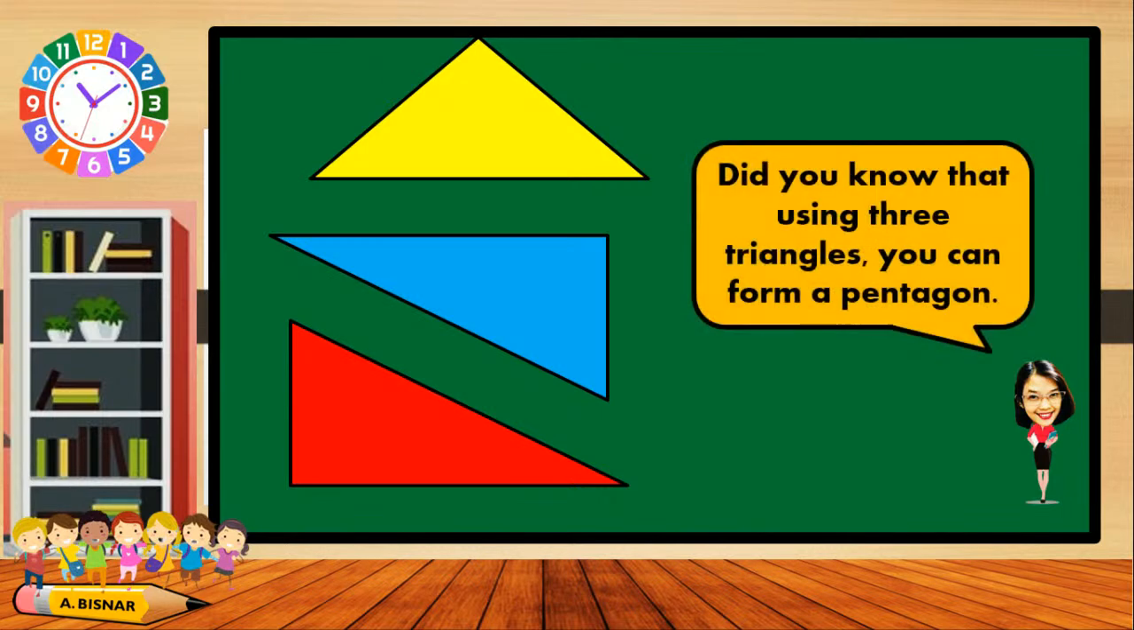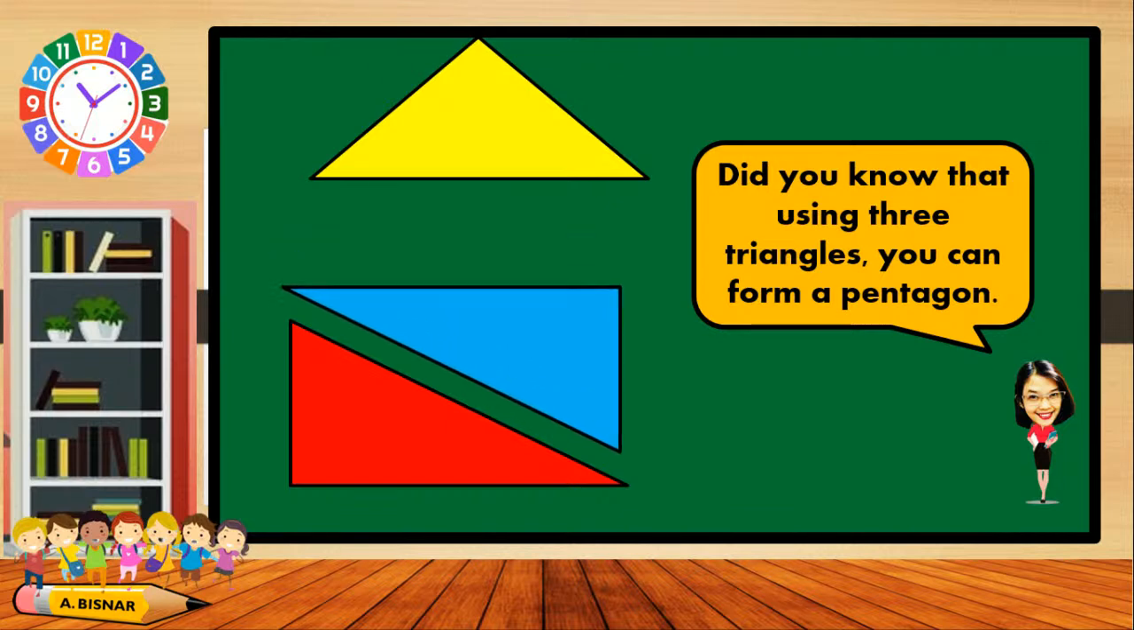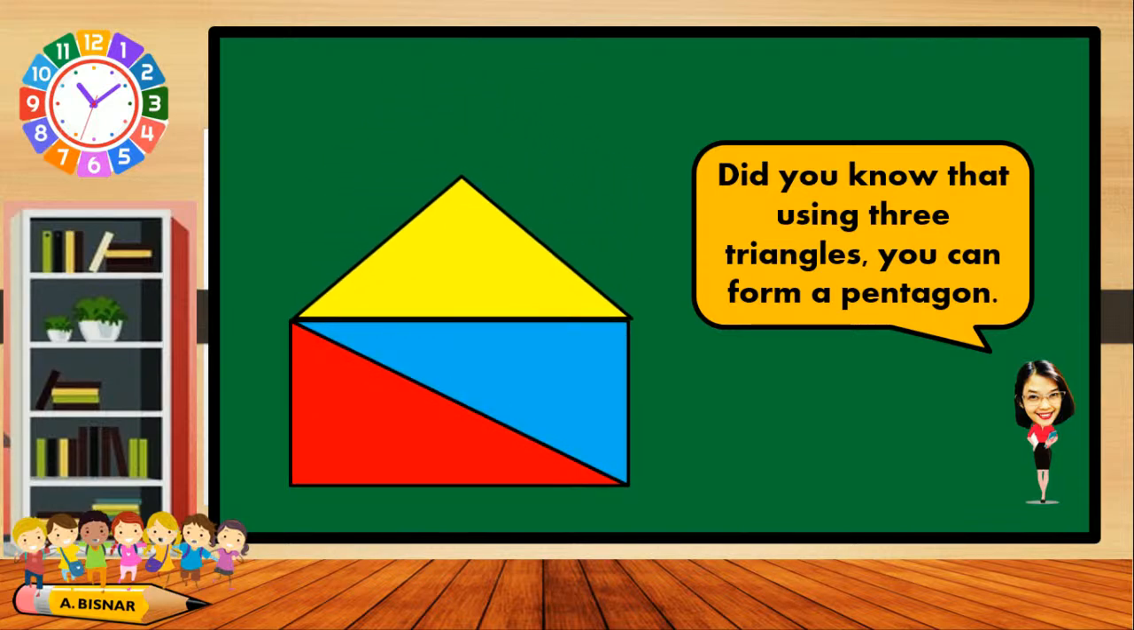However, did you know that using 3 triangles, we can form a pentagon? So, a while ago, with quadrilaterals, we've used 2 triangles. While in pentagon, we've used 3 triangles to form a pentagon. Nakita po? Gets ba? So, we already have here a pentagon. 1, 2, 3, 4, 5. 5 sides na siya. Na-gets? Okay.